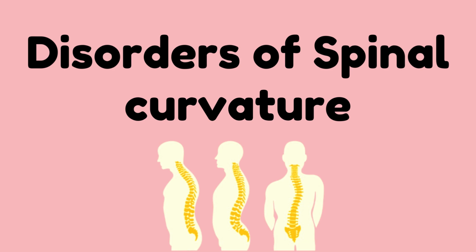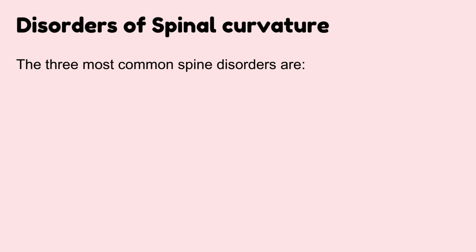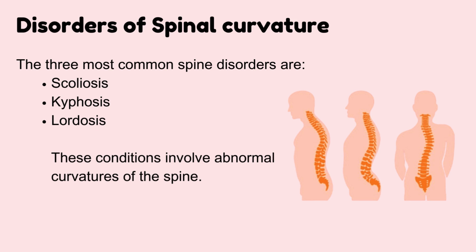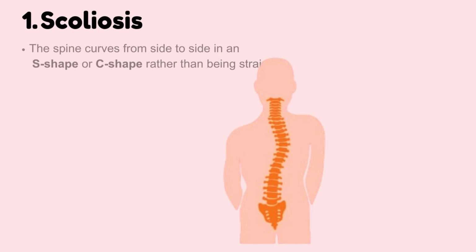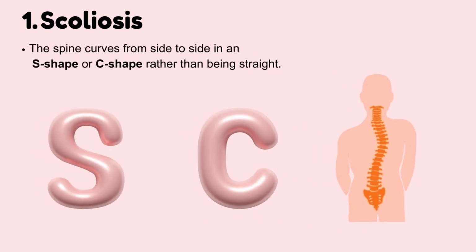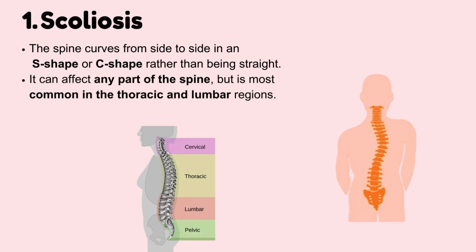Now, let's get to the main topic, the disorders of spinal curvature. The 3 most common spine disorders are scoliosis, kyphosis, lordosis. These conditions involve abnormal curvatures of the spine. Scoliosis. The spine curves from side to side in an S shape or C shape, rather than being straight. It can affect any part of the spine but is most common in the thoracic and lumbar regions.